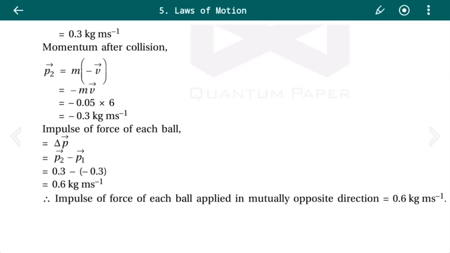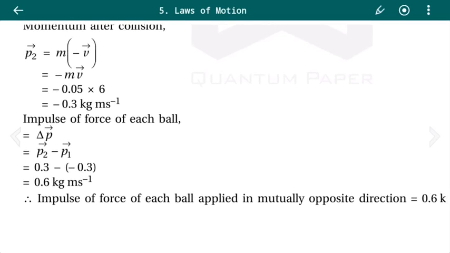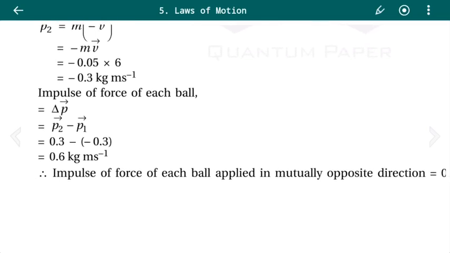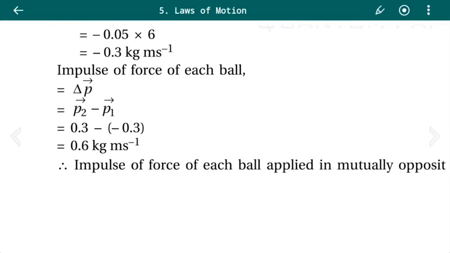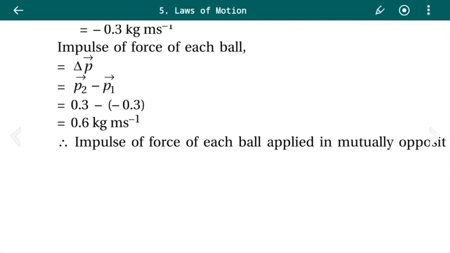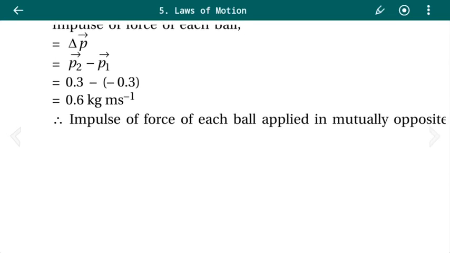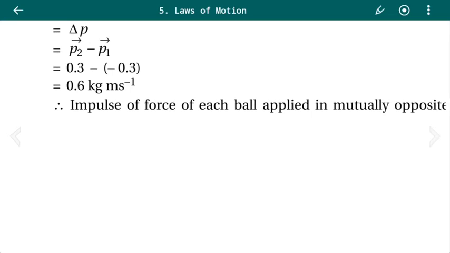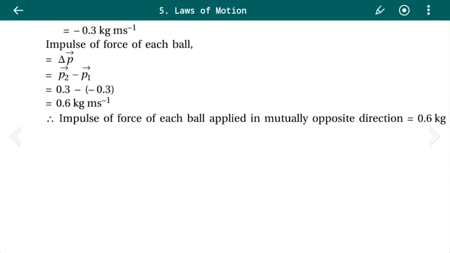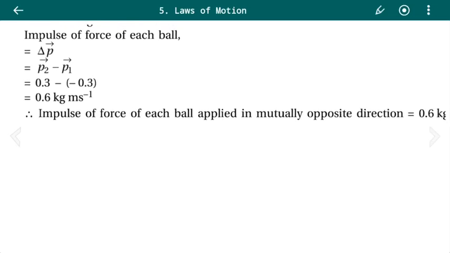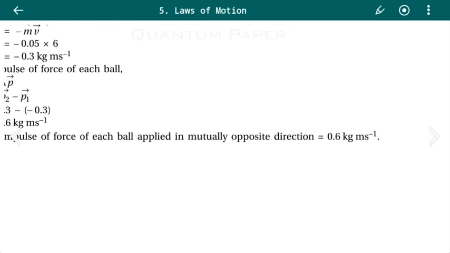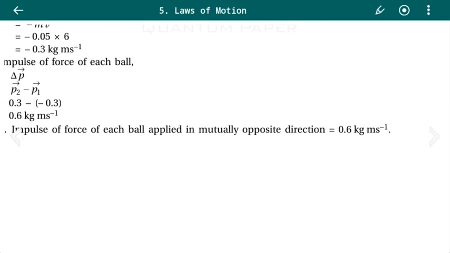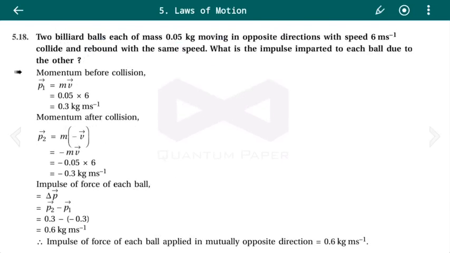kg meter per second. Thus impulse of force on each ball equals change in momentum, that is delta p, and delta p equals P2 minus P1. P2 is minus 0.3 minus P1 which is 0.3, which equals minus 0.6 kg meter per second. Therefore impulse of force on each ball, applied in mutually opposite directions, is 0.6 kg meter per second. So students, you may note down this numerical.